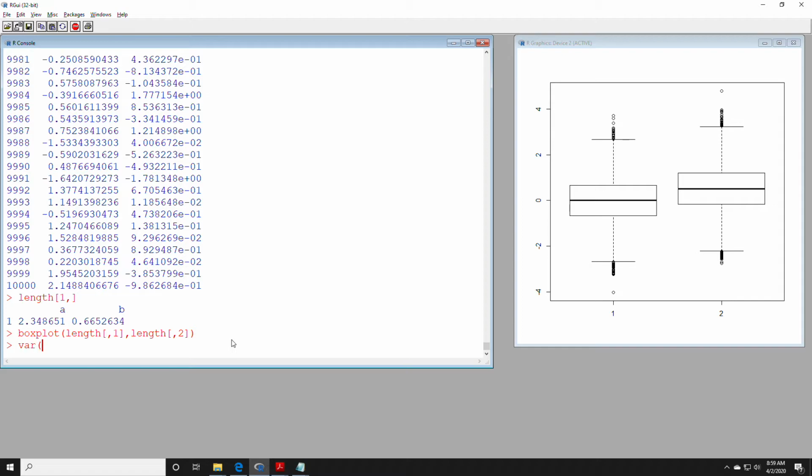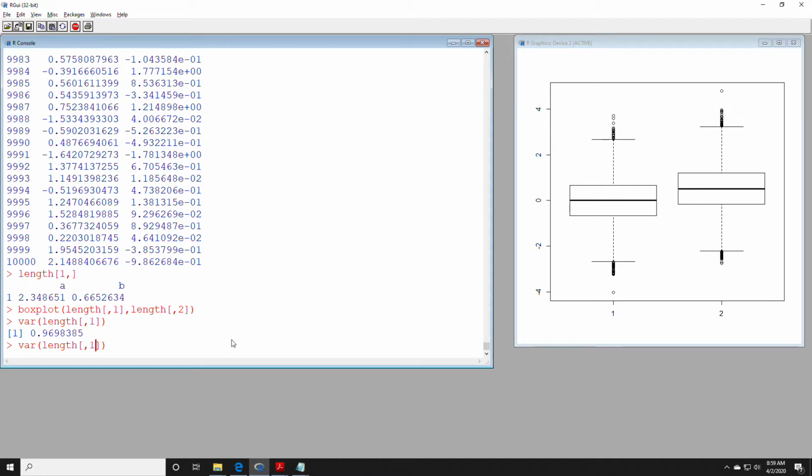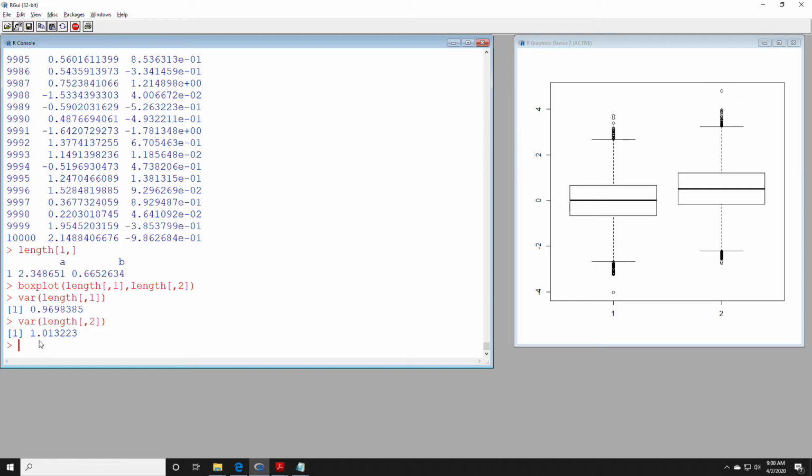Another thing that we could do is look at the variance of each one. Length 1, variance is that, length 2. So we've got about 0.97 versus 1. Those are pretty darn close, especially with the large sample size. I would probably be comfortable using the one where they have equal variances. But in this case, it actually doesn't matter whether you tell it to use equal variances or not, because they're so similar and because the sample size is so large, it's going to give you the exact same answer to many, many decimal places.